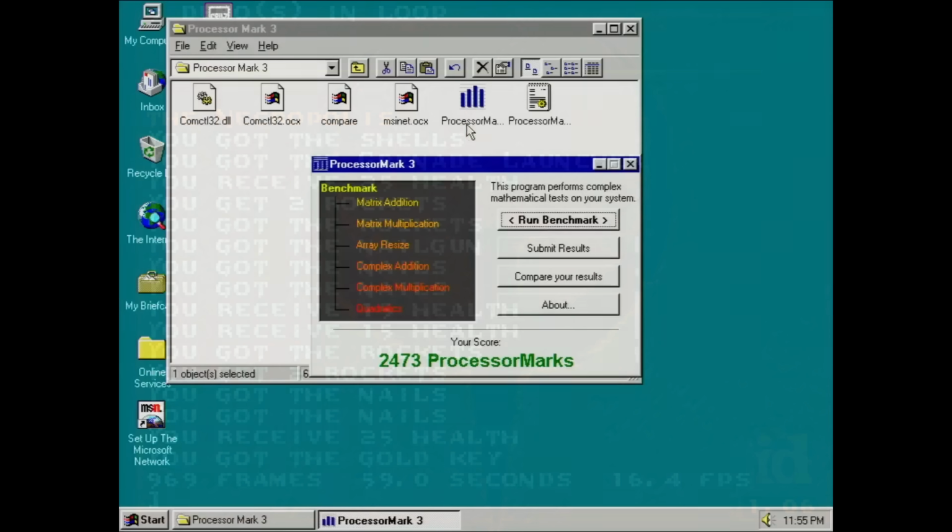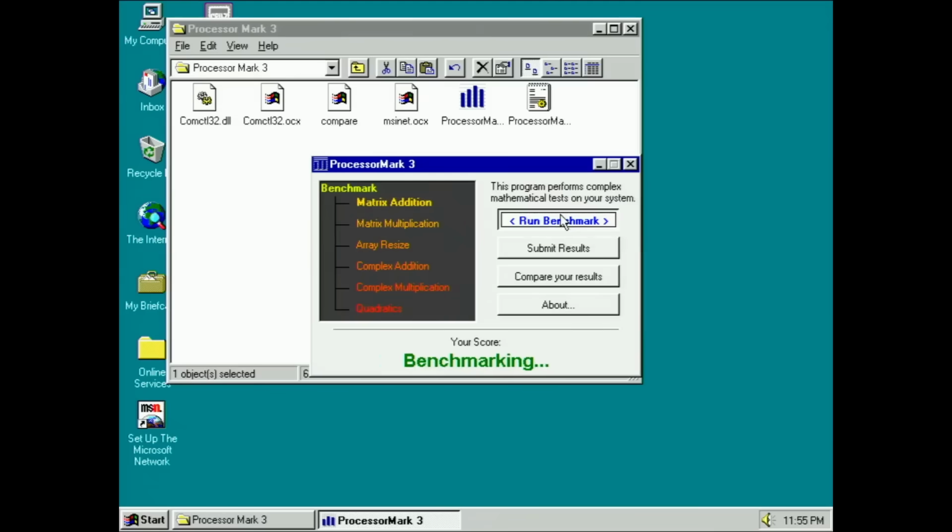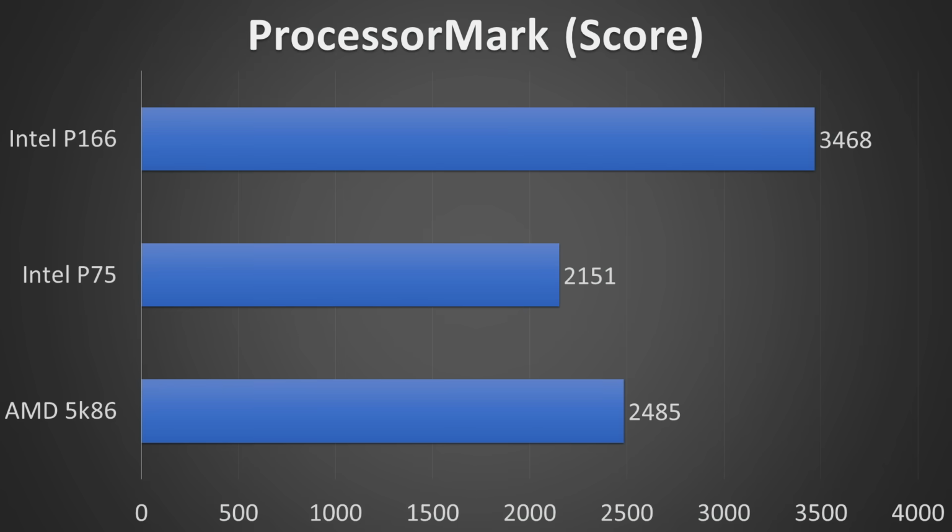And finally, processor mark. This is a math calculation, mostly relying on integer calculation as it looks like, because our AMD chip is performing a lot better than the Intel Pentium 75. So these are all the scores I collected.